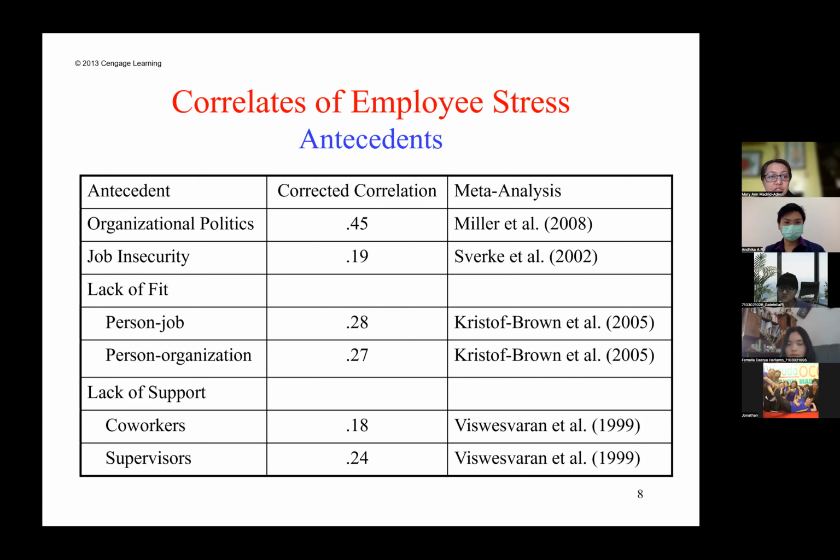You will see here connections. Organizational politics is connected to stress. If one is not fitted for a job, the person-organization fit is also connected to stress. Lack of support coming from co-workers and supervisors is connected also to the level of stress. So you notice they are positively correlated. Therefore, the more that there is lack of support perceived by the employee from co-workers and supervisors, the more that they experience stress. The more that there is organizational politics, the more that this employee will experience stress.